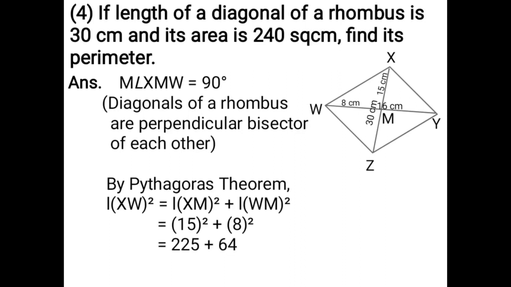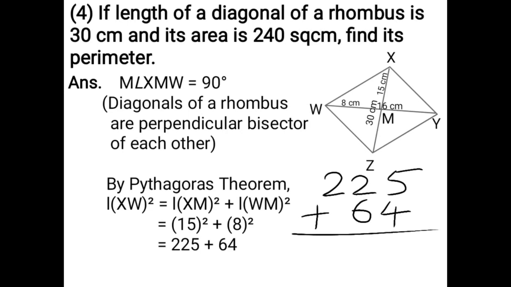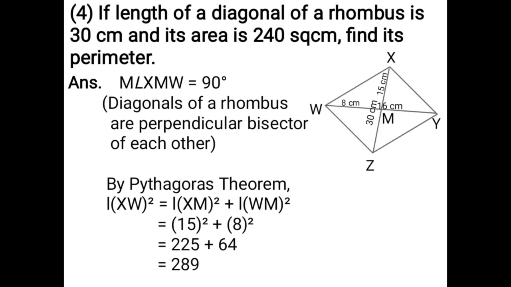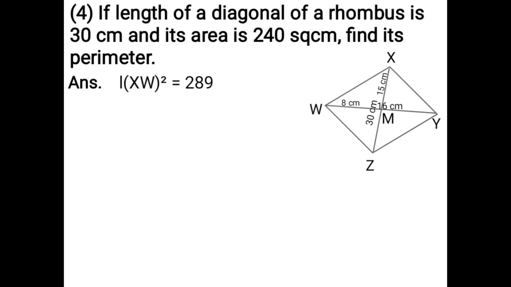Now you have to add 225 plus 64. 5 plus 4, 9. 2 plus 6, 8. 2 plus 0 is 2. After adding the number 225 plus 64, the answer is 289. That is equal to 289. Length of XW square is equal to 289. Length of XW square, which is having square, you have to remove this square. After removing this square, on the right side it becomes square root symbol. That is length of XW is equal to square root of 289.